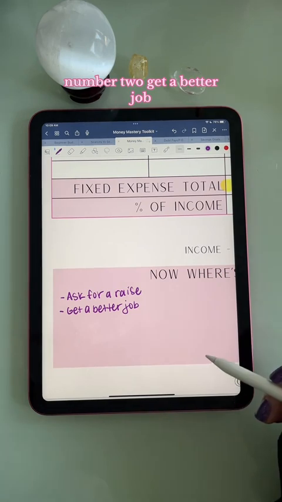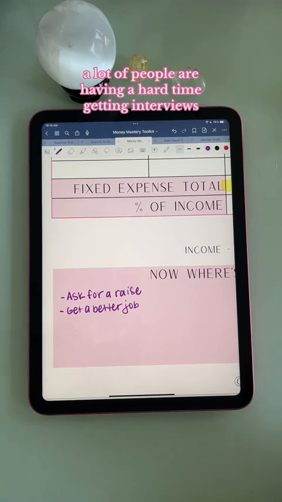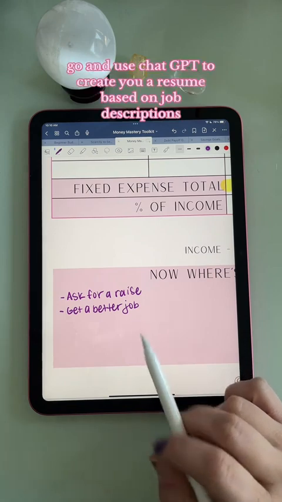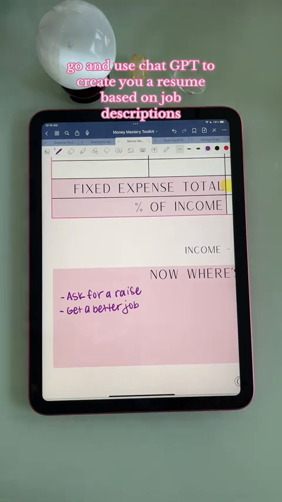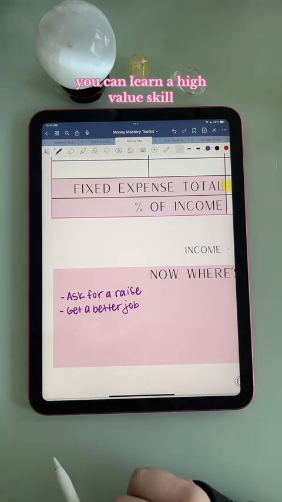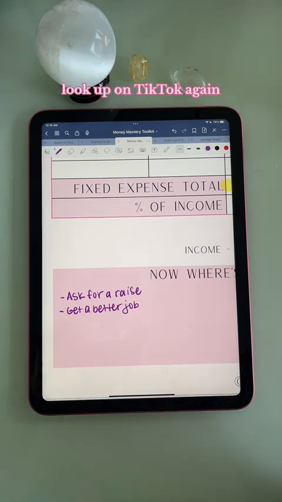Number two, get a better job. And I understand that right now it's kind of hard. A lot of people are having a hard time getting interviews, getting new jobs, but do every single thing that you can to try to get a better job. Go and use ChatGPT to create you a resume based on job descriptions, and that will give you a better chance. You can also learn a trade. You can learn a high value skill. You can go into a different field. Look up on TikTok, again, the people who are talking about resumes and things like that, and that will help a lot.